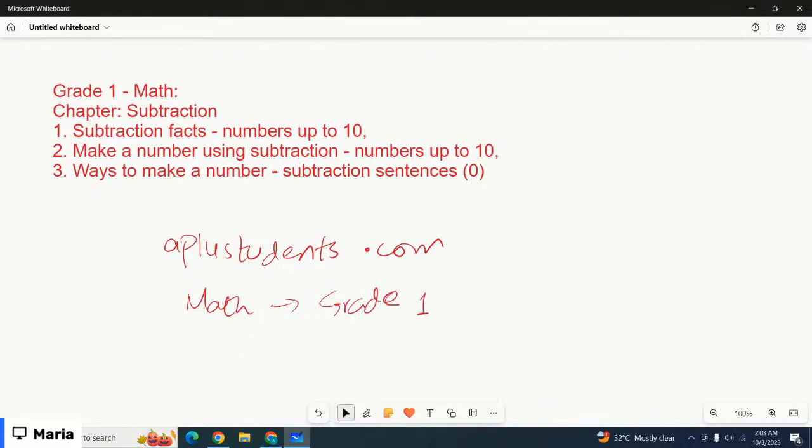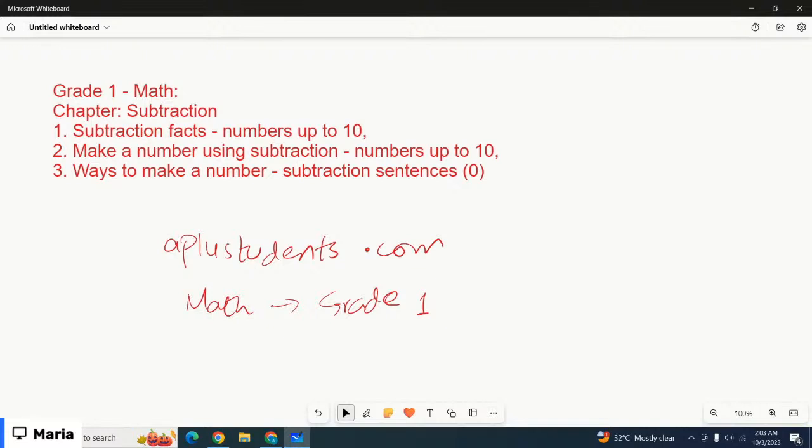There you can find a list of the chapters. We're going to start with the chapter subtraction, and the lessons we're going to cover from the chapter are subtraction facts, numbers up to 10, make a number using subtraction, numbers up to 10, ways to make a number, and subtraction sentences. So please make sure you have your notebook and pencil so that you can note down the important examples and definitions as well, right?